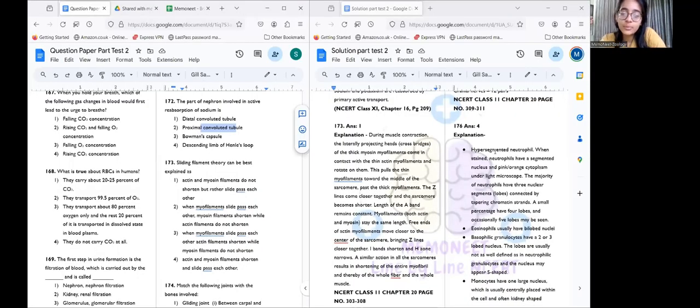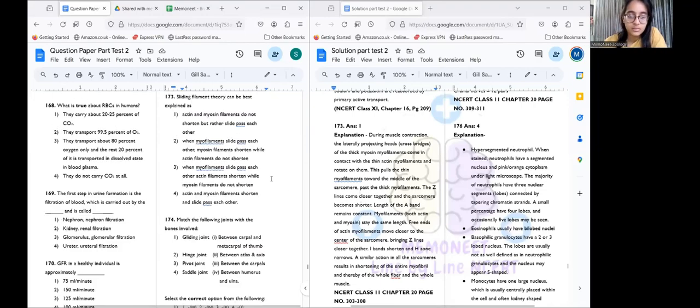Now question number 173. Sliding filament theory can be best explained as what? Since it's sliding filament, the filaments in this case are actin and myosin. Sliding means they both slide on each other, right? None of them is getting shortened here. Since the lower one is overlapped by the upper one, we would feel that it is shortening in length, but it's not actually shortening. They just slide past each other. Hence the correct answer is option number 1.